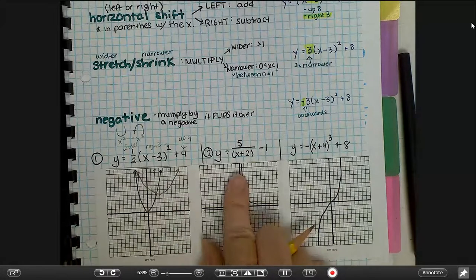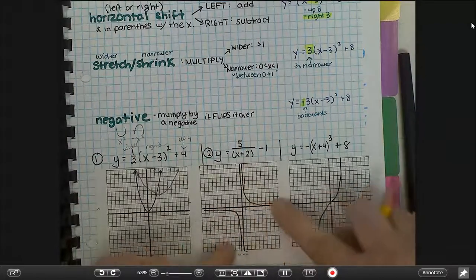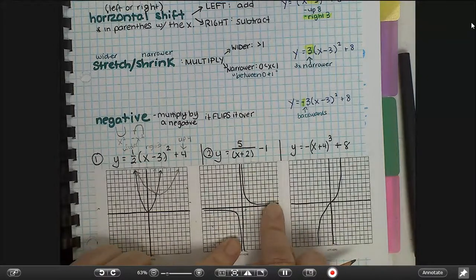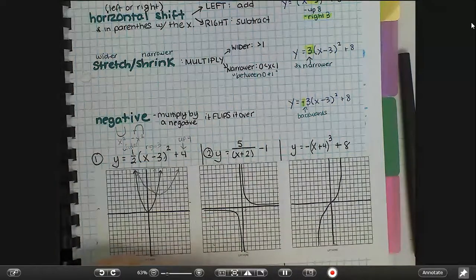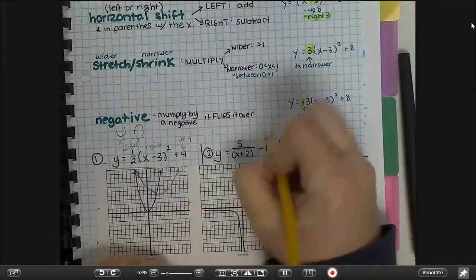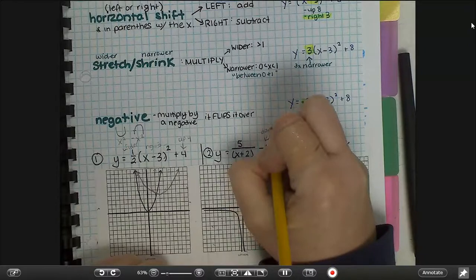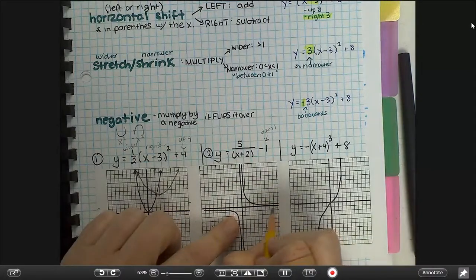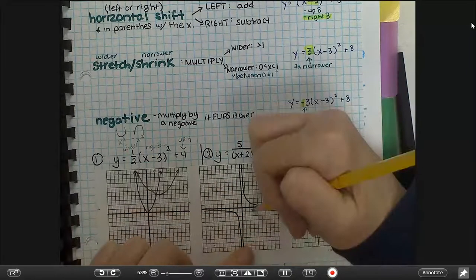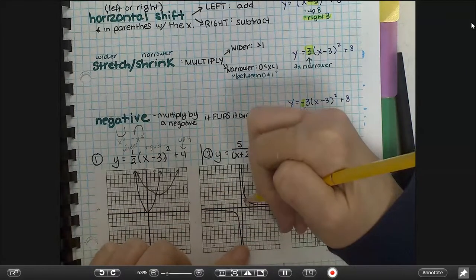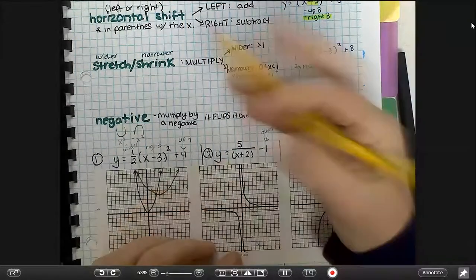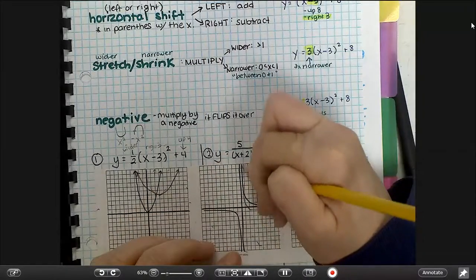The next one, this is a rational. This is the parent function of a rational equation. And so let's look at how we're going to move this one. This 1 means down 1 space. So it would kind of look like this. I'm just going to do the top part right now. Yeah, that's right. All right, down like that.